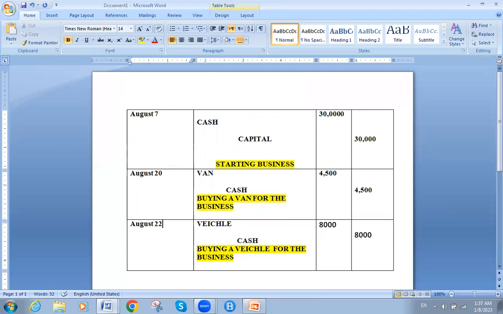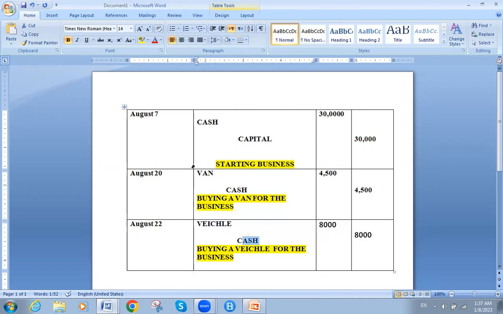We did today the starting business. We start the business from cash into capital. And then we said we bought a van, from the van to the cash. We bought a vehicle. We bought whatever, from the name of the expenditure into the cash. So this is why we said this happened, because an increase in assets will make it debit. Debit means come to the left side, or debit means from, and a decrease in an asset's value will make it credit. So it is from vehicle to cash.